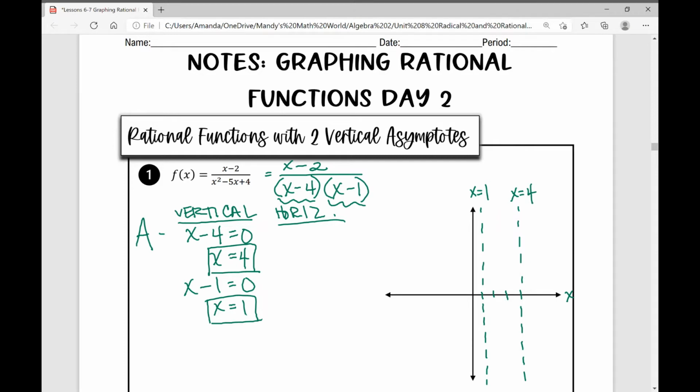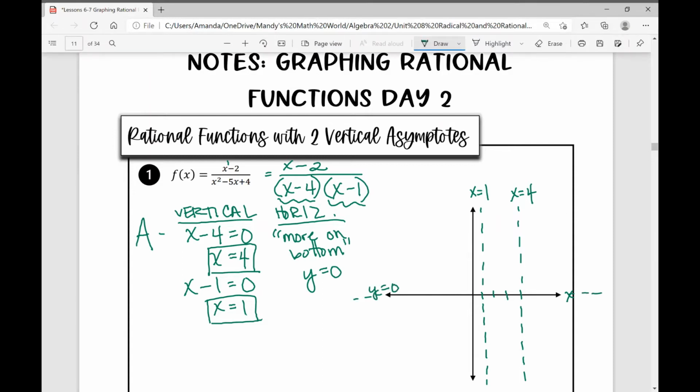Now let's go for the horizontal asymptote. We're looking at the highest exponent basically. In our numerator, that's essentially x to the first power minus 2, and in our denominator, we have a quadratic. So we have what I like to call more on the bottom, which means our horizontal asymptote is just y equals 0, which is just our x-axis. So y equals 0, that's an asymptote.